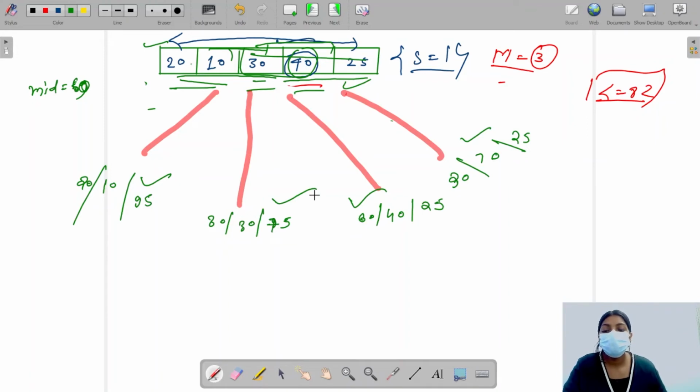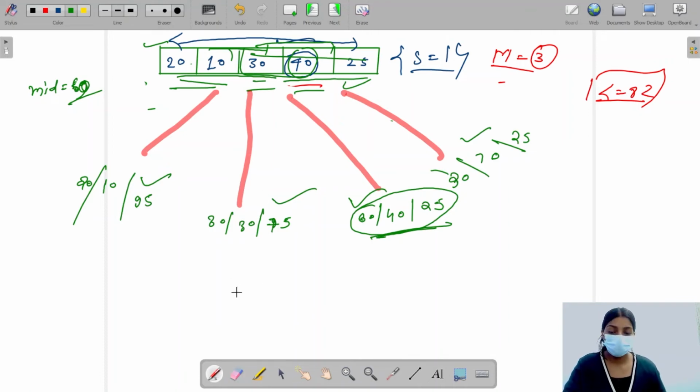So my answer is going to be what? 60 is the minimum of all these answers, right? Even if it's the maximum number of pages for this combination, it is the minimum of all the combinations, right? So 60 is going to be the answer here. Okay. So I hope I was able to make it clear to you. Now let's try to code this.